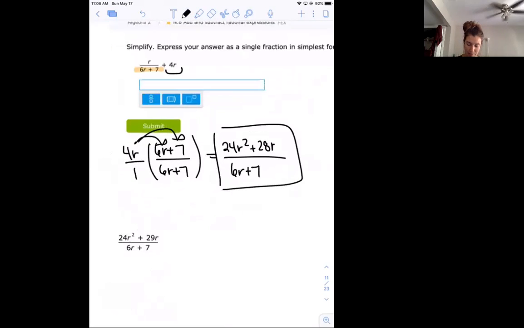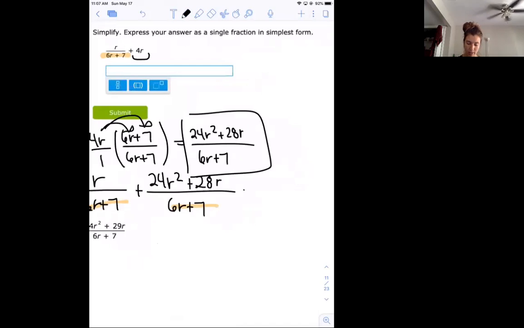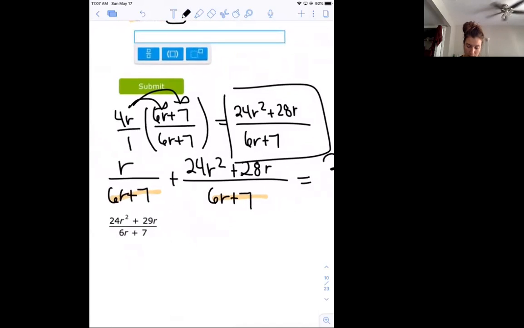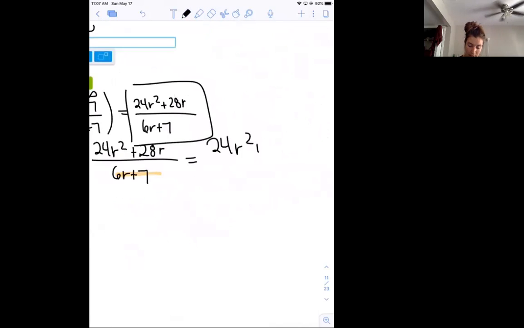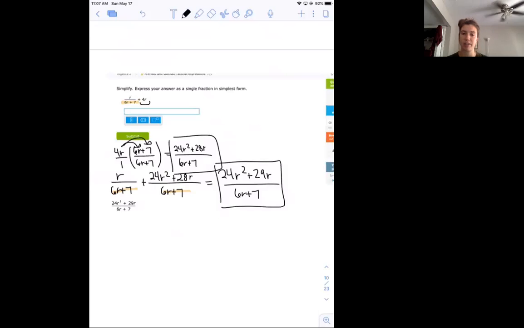So now let's go ahead and add them. So I had r over 6r plus 7, and I'm going to add 24r squared plus 28r over 6r plus 7. Well, I have the same denominator now, so I can just go ahead and add the top. So 24r squared, I have 28r plus r, so that's going to be 29r. And then the denominator just stays the same. And that's your answer. I can't simplify that at all, can't be factored.